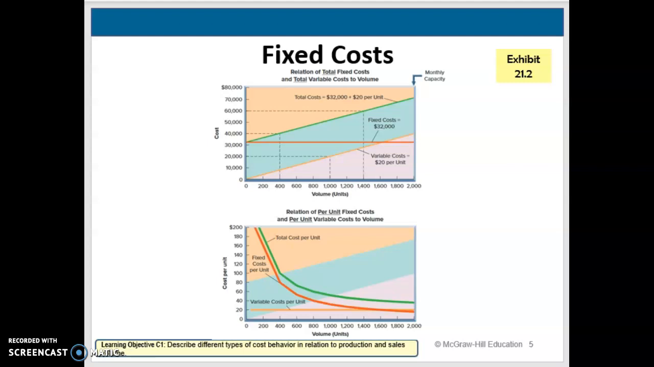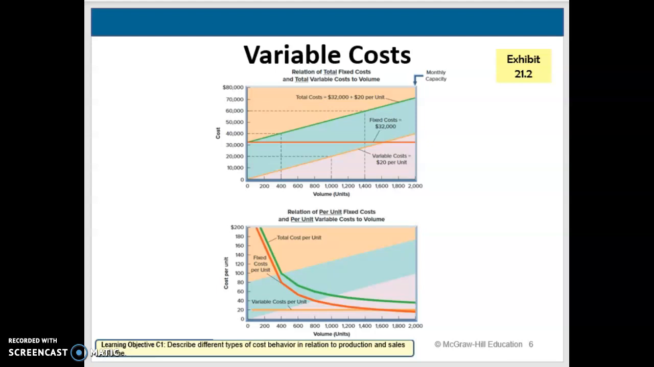So we can see that as our total costs are increasing, our fixed costs remain that $32,000, even if they hit capacity during that month. The bottom part shows that the fixed cost per unit falls as production levels out. So what we're looking for here is to find that relevant range for fixed costs, and here it's 0 to 2,000 units. If the relevant range changes, the amount of fixed costs is likely to change too.